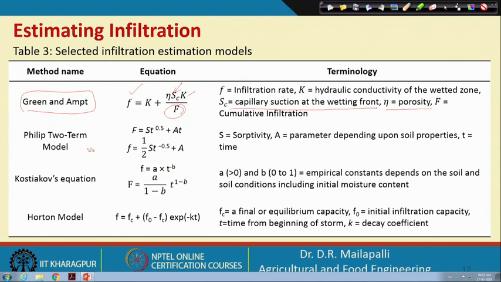Similarly, the Phillips two-term equation. This is sorptivity. Sorptivity is the capacity of soil to absorb water.